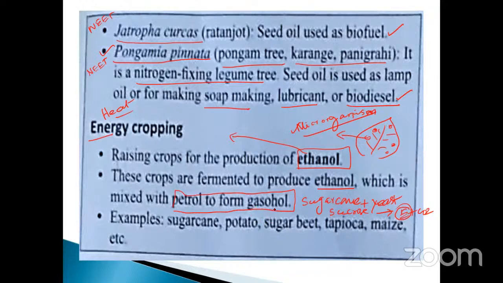See here. Already you know, but there are two parts there: ethanol, the alcohol, and petrol, the gasoline. Example, sugar cane. Already I told you, sugar cane produces ethanol, and also potato ethanol, sugar beet ethanol, tapioca ethanol, maize ethanol. Like that, there are so many examples given for energy cropping plants. Here, you must note it down: what is meant by gasohol?